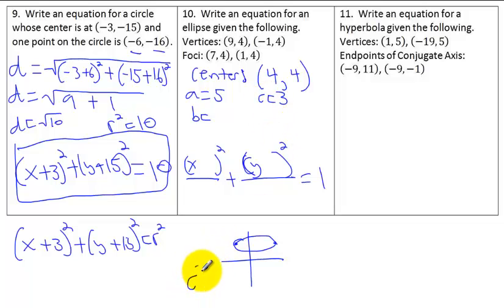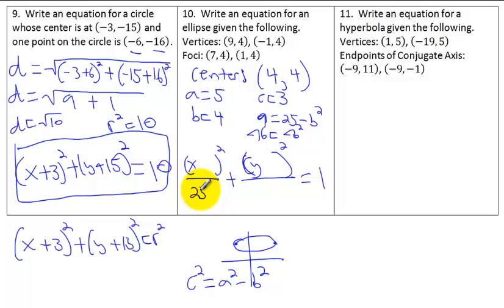So what in the world is b going to equal? Well, we have the relationship c squared equals a squared minus b squared. If we plug in what we know, it would be 9 equals 5 squared, which is 25, minus b squared. Now if you solve this, you're going to get -16 equals -b squared, and so forth. You solve for b, you'll end up with b equal to 4. So the a squared we said goes underneath the x, so we'll put a 25 there and a 16 there, and then we put the center, x minus 4 and y minus 4.